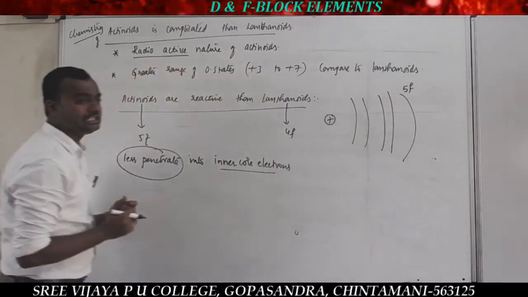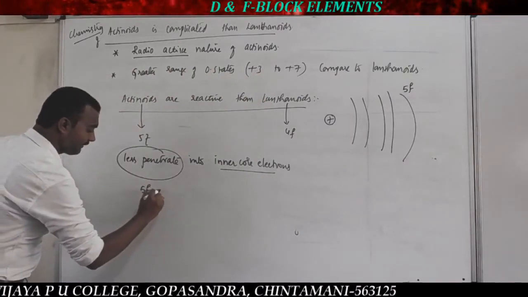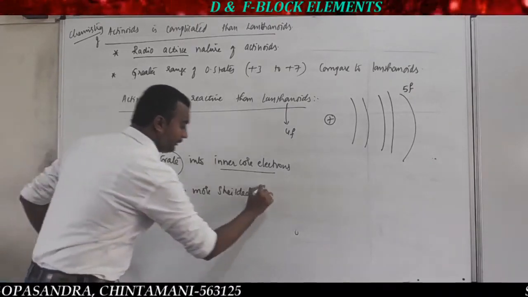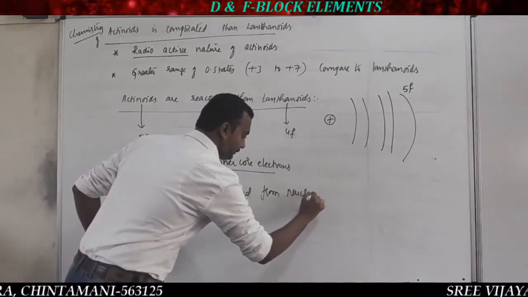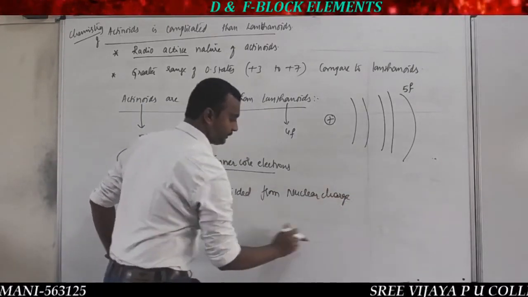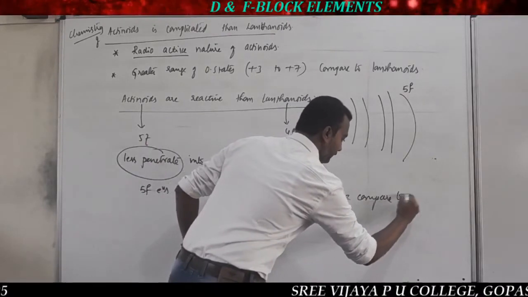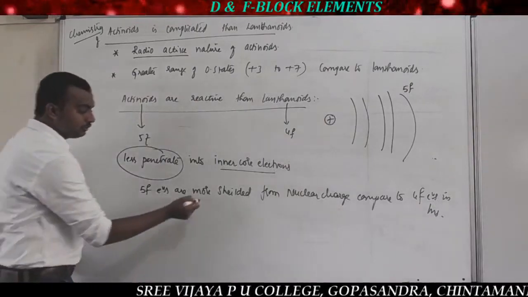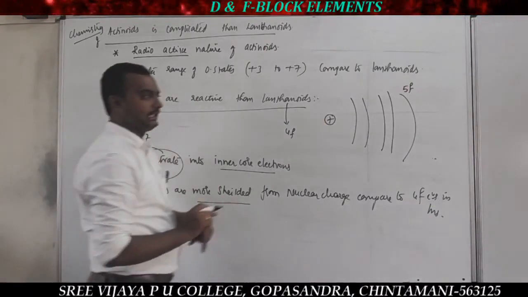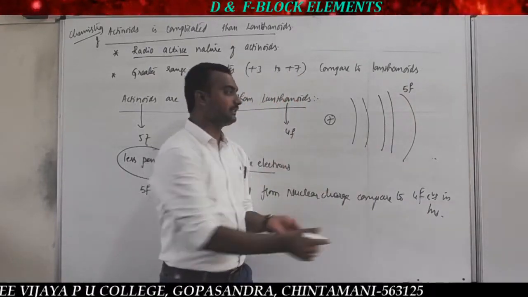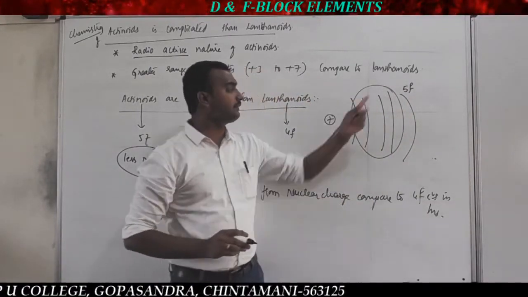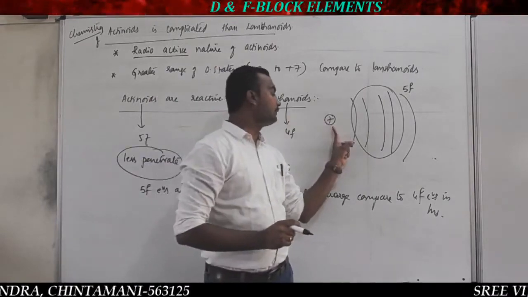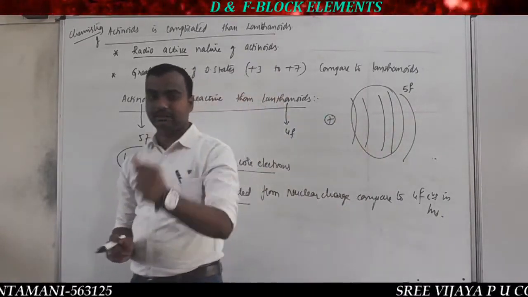So 5f electrons are more shielded from the nuclear charge compared to 4f electrons in the case of lanthanides. What is the meaning of more shielded? The 5f electrons are more shielded by the inner electrons, which means the shielding effect is higher. When the shielding effect is higher, the force of attraction between the nucleus and the 5f electrons decreases.